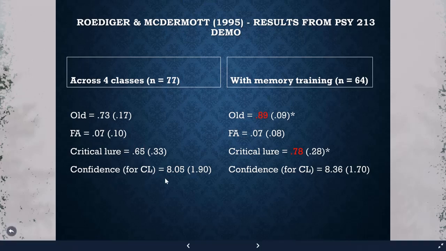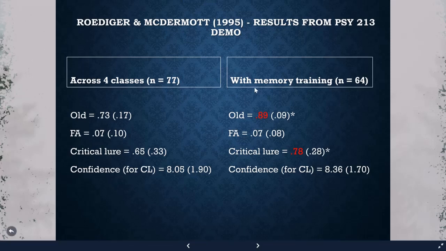Right? The confidence rating for the critical lures was 8. So it was the same scale that you used, 1 to 10, 1 being not at all confident, 10 being extremely confident. You can see that people are very confident in their critical lure responses here. So they think these items were old.